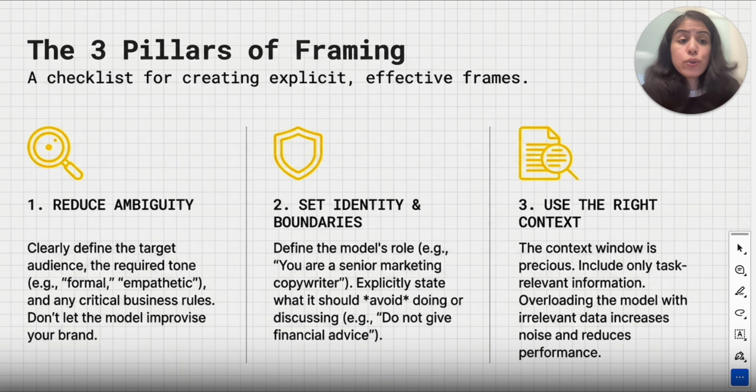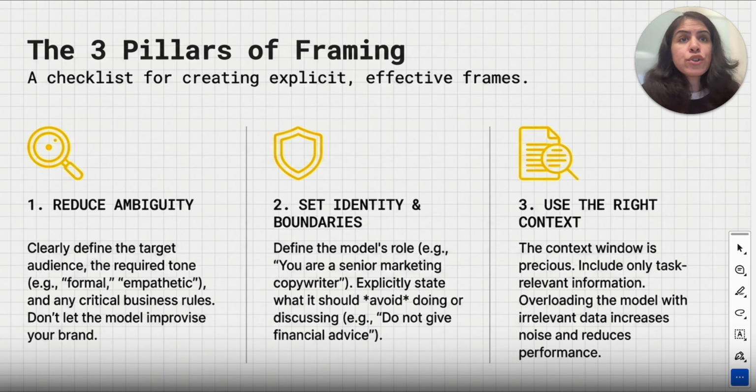For this, you need 3 things. First is to reduce the ambiguity. Tell the model the audience, tone, constraints, business rules. Don't let it improvise. For example, summarize this contract for non-technical executives, focus on financial obligations and termination clauses, use plain language, keep it under 200 words.